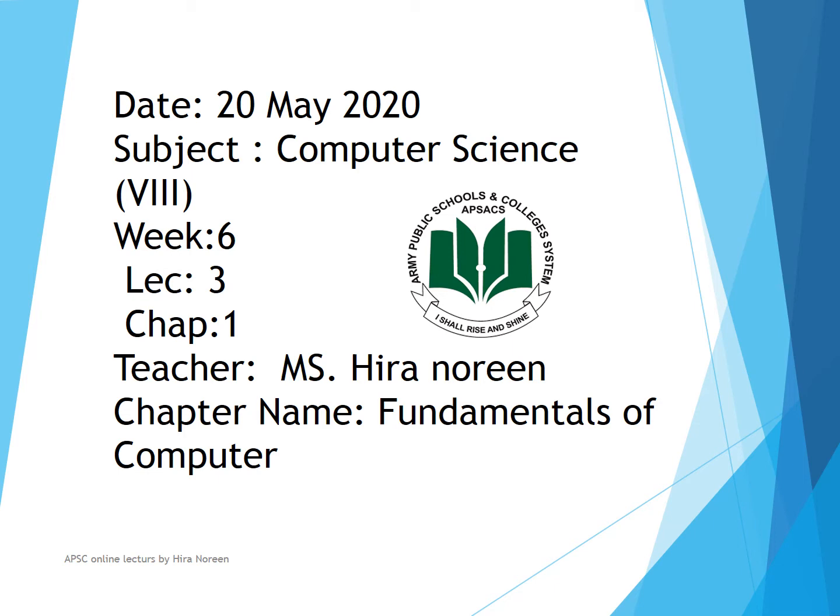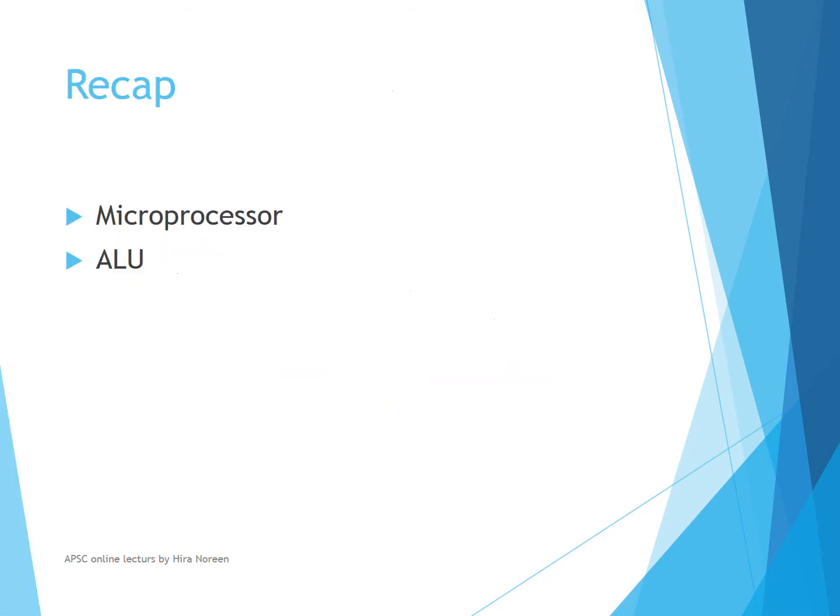Today is our third lecture of week 6 from Unit 1, Fundamentals of Computer. First we recap the previous lesson in which we discussed the microprocessor and ALU. Microprocessor is basically the main part of a computer system that consists of ALU, control unit, registers, etc.